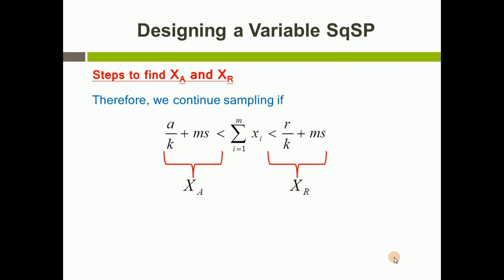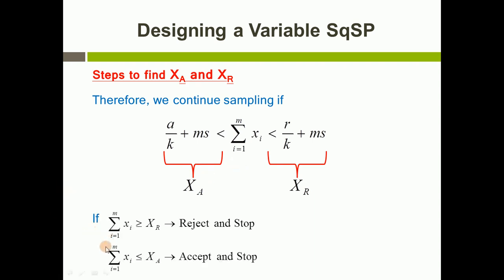Now we have defined Lk and Ls, so we can say we have derived the acceptable limit and the rejectable limit, and this means that we have designed the variable sequential sampling plan. Our decision should be continue sampling if summation xi is between these two values. Again, summation xi is the cumulative summation of measurements taken from the first unit up to unit number n. If summation xi is less than or equal to xa, we accept and stop, and if summation xi is greater than xr, then our decision should be reject and stop.